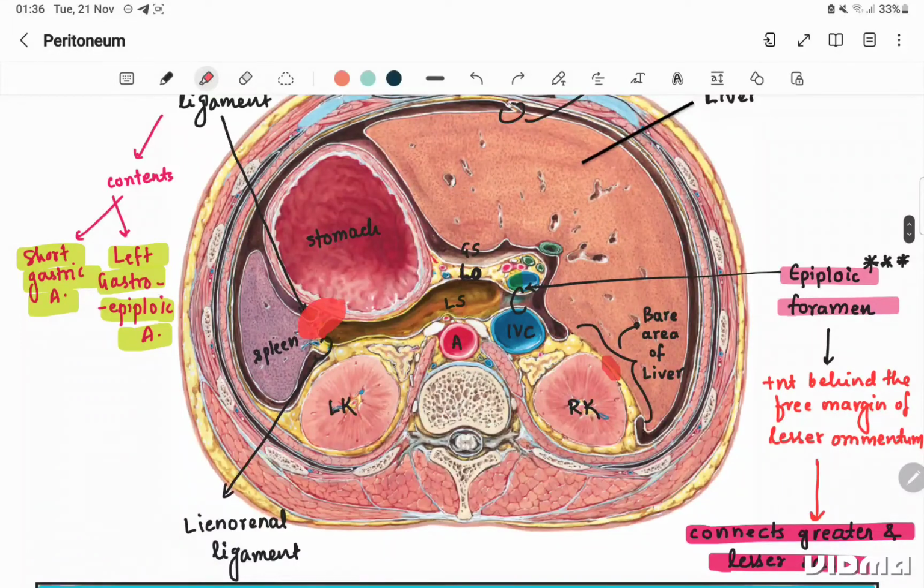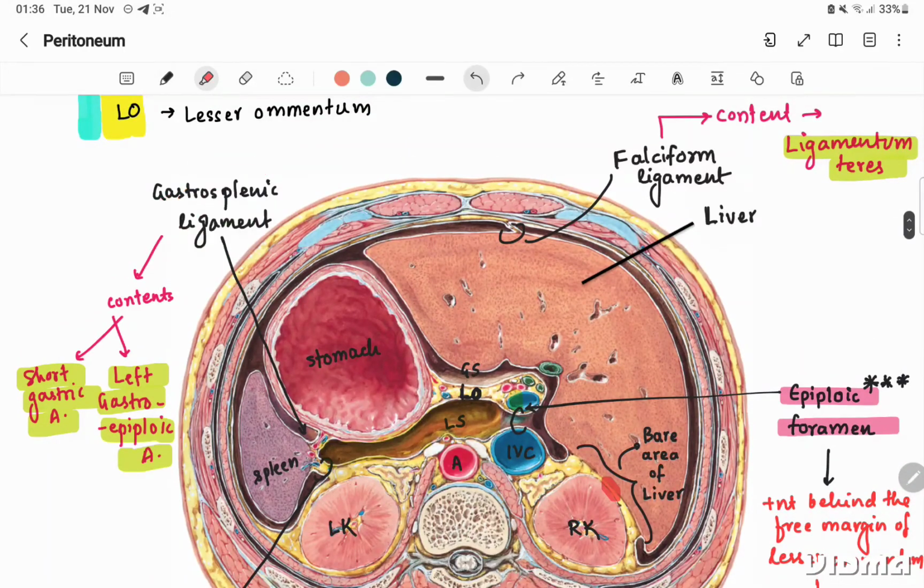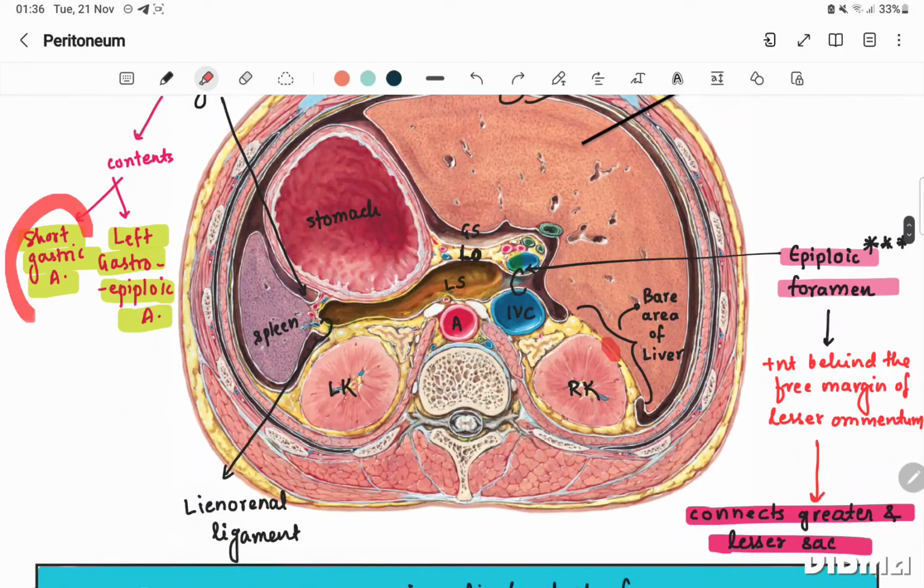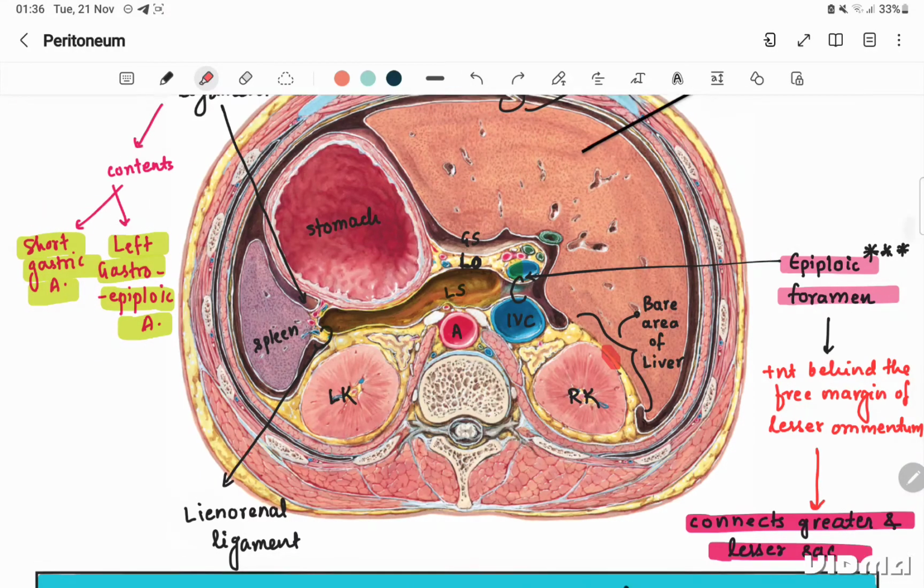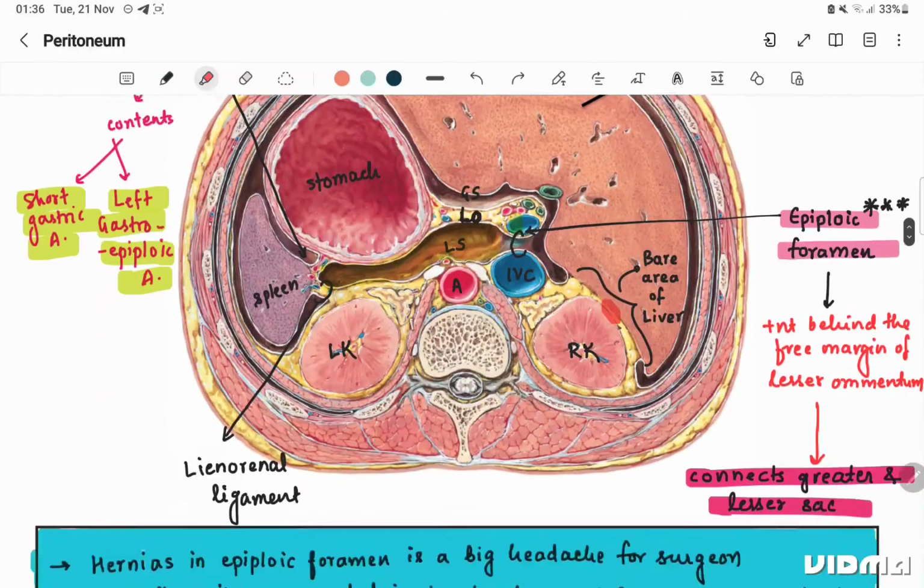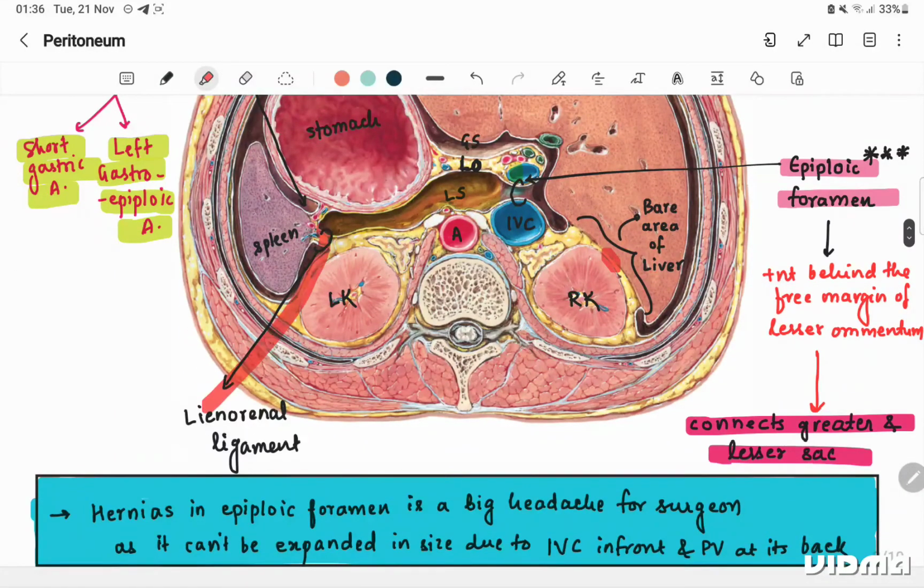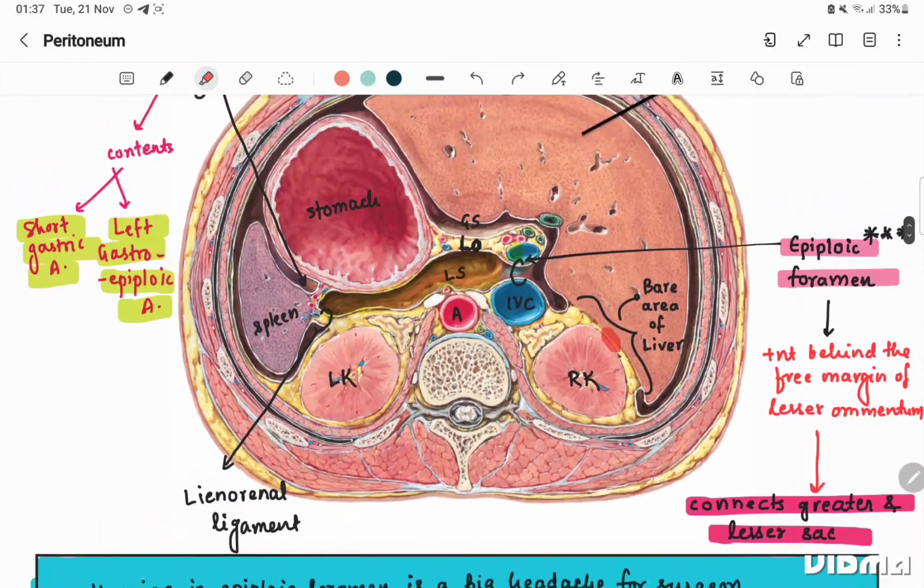This ligament is between your stomach and the spleen. This is your gastrosplenic ligament, and it has two contents: the short gastric artery and the left gastroepiploic artery. So these are the contents of the gastrosplenic ligament. The lienorenal ligament is also present, and there is not much content.